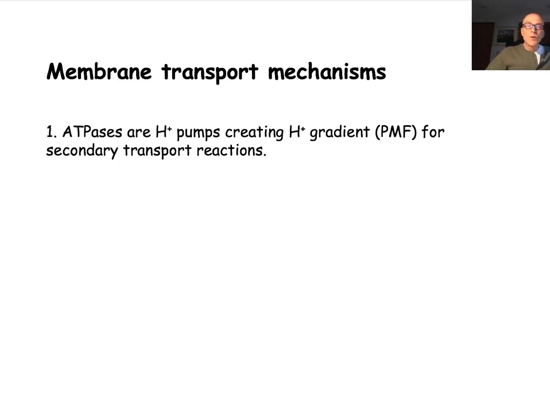Okay, so there's a few more things we need to discuss before I can show you some of these examples. So ATPases, that is the name of a particular type of transporter. ATPases are hydrogen pumps, and these hydrogen pumps create a gradient of charges, of charged hydrogen ions. That is also sometimes referred to as the proton motive force.